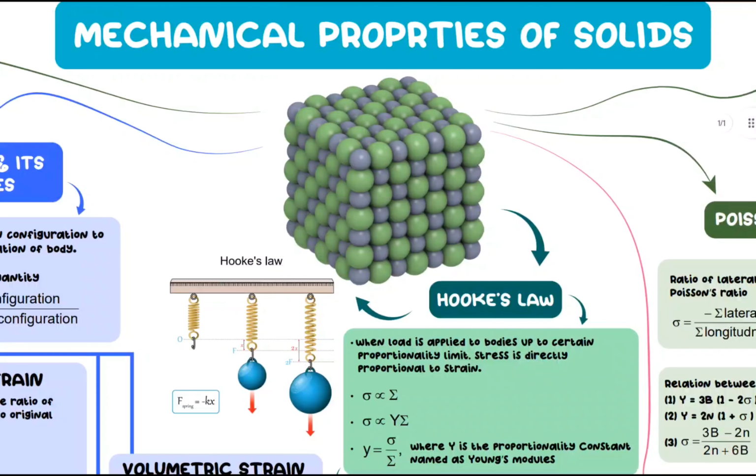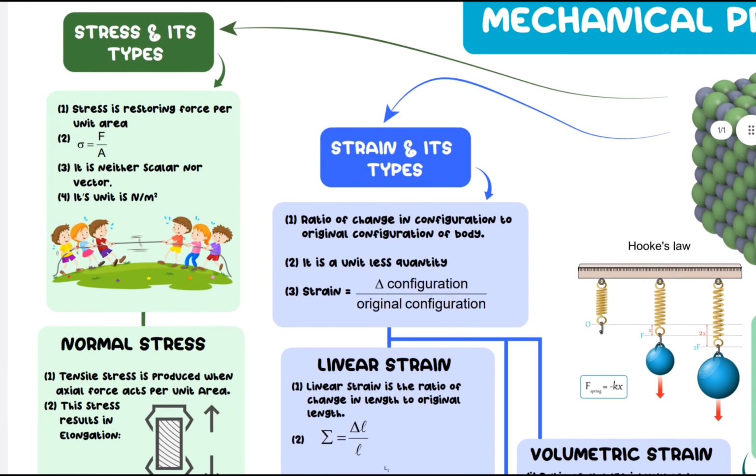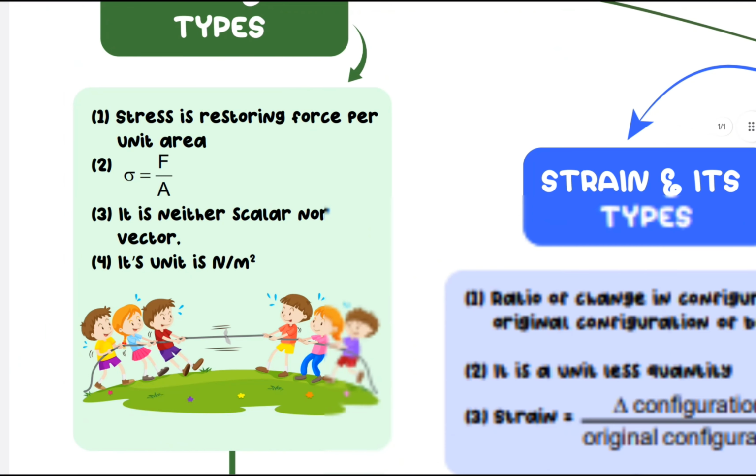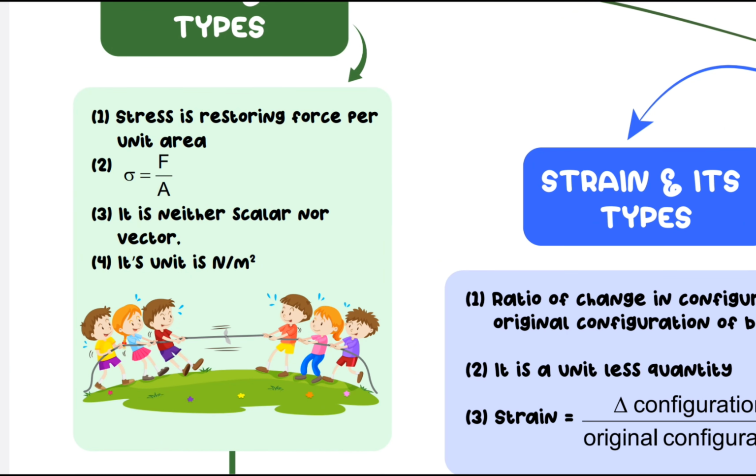In this video, we are going to discuss mechanical properties of solids, starting with stress and its types. Stress is restoring force per unit area. It is given by force by area. It is neither scalar nor vector. Its unit is Newton per meter square.